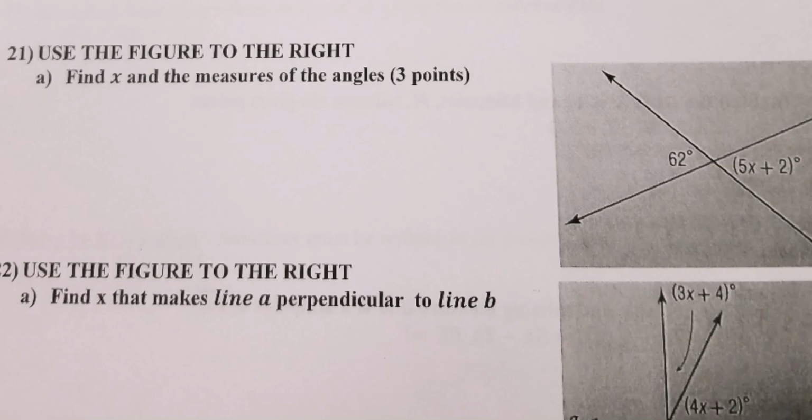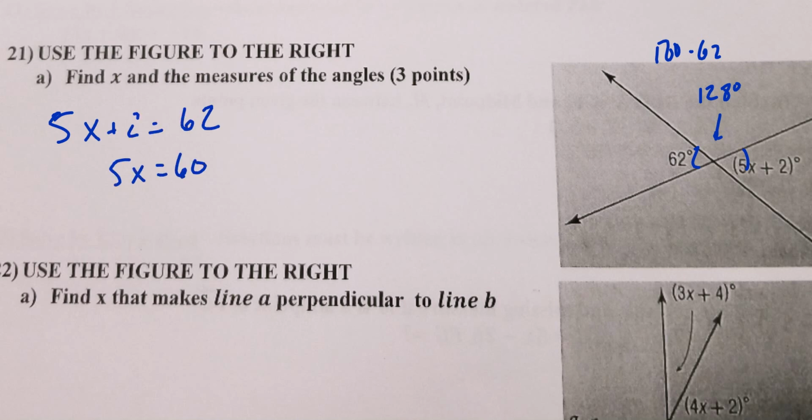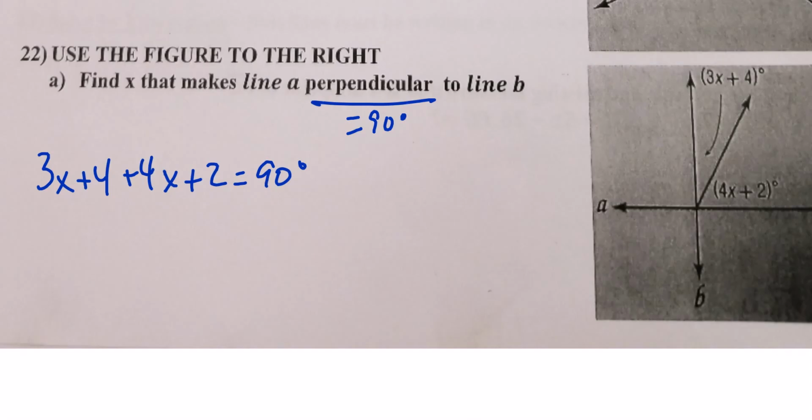And that's it. Alright, so since 62 and this angle right here are a linear pair, I do 180 minus 62 to find out that's 118 degrees. Because they're vertical angles, they're congruent, so I say 5x plus 2 equals 62. I subtract 2 from both sides, I get 5x equals 60, so x equals 12. That's it for 21.